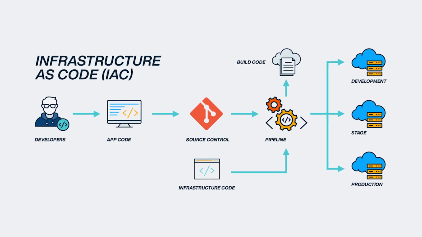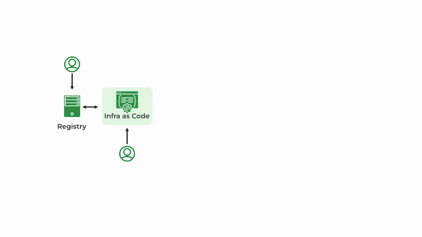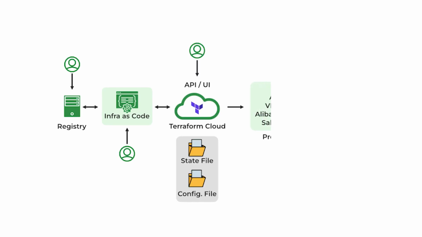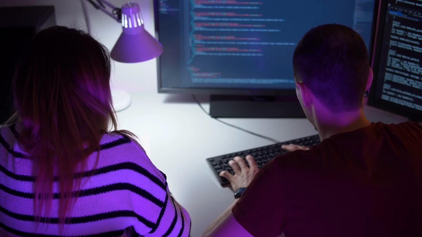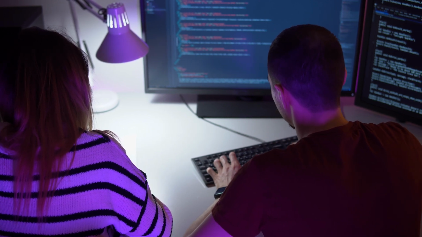The beauty of IAC is that it ensures consistency and repeatability. You're not relying on manual setups prone to errors. Instead, you define your desired infrastructure in code, and Terraform takes care of the rest. Changes become as simple as code modifications, making updates and scaling a breeze.